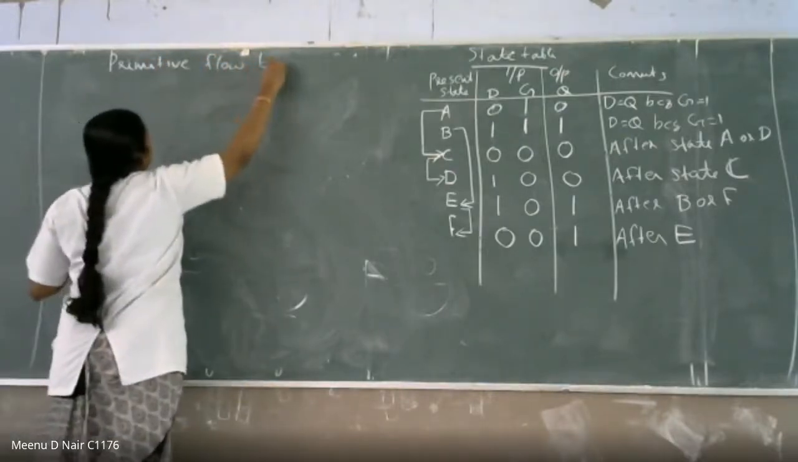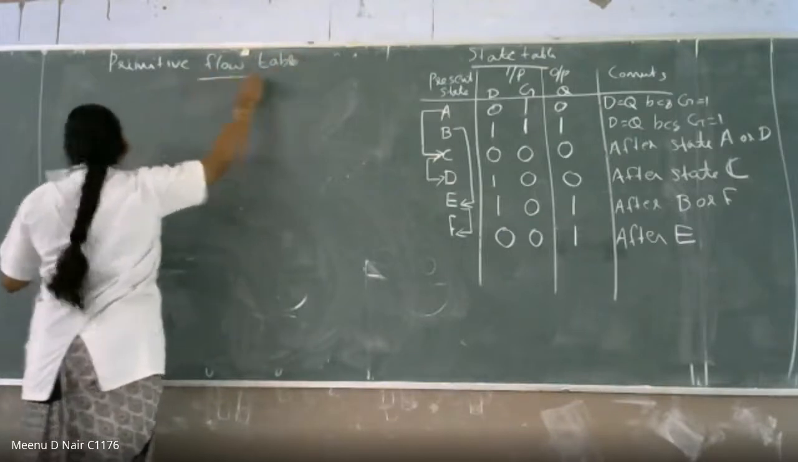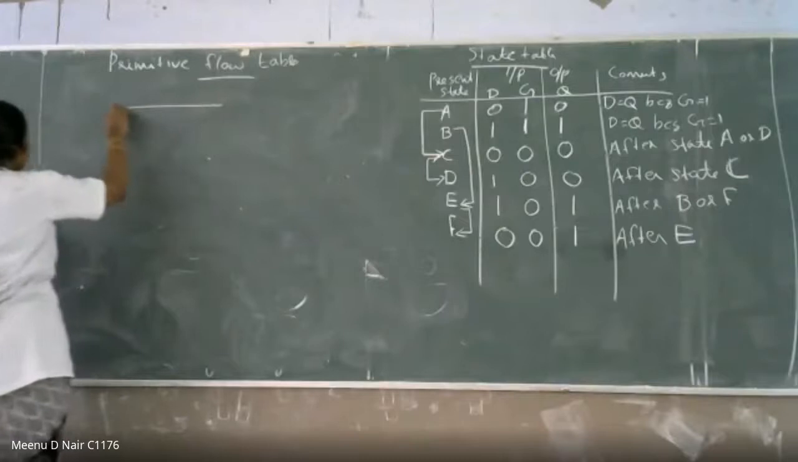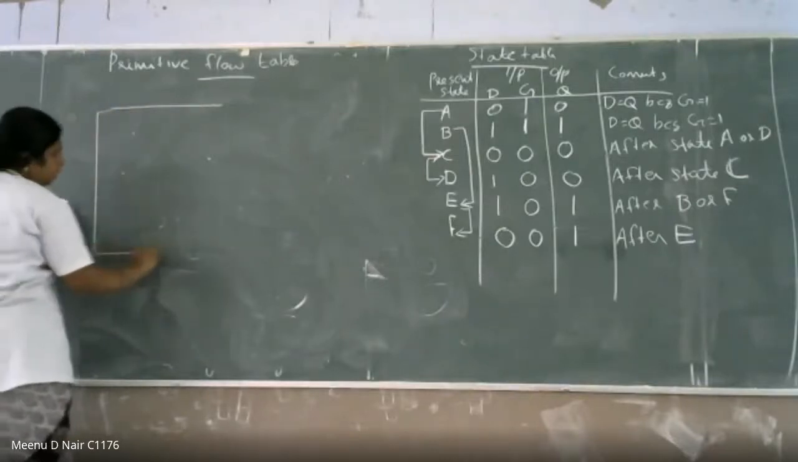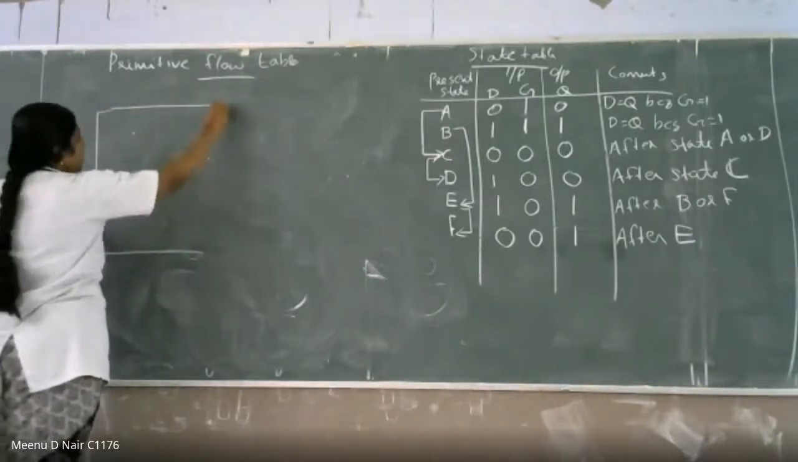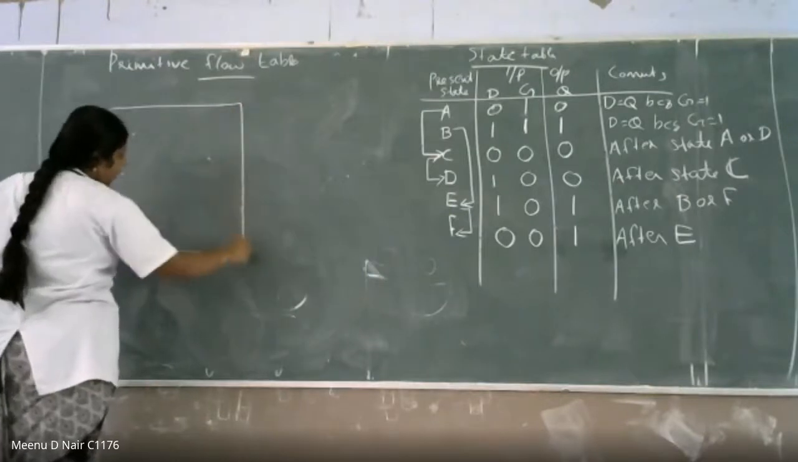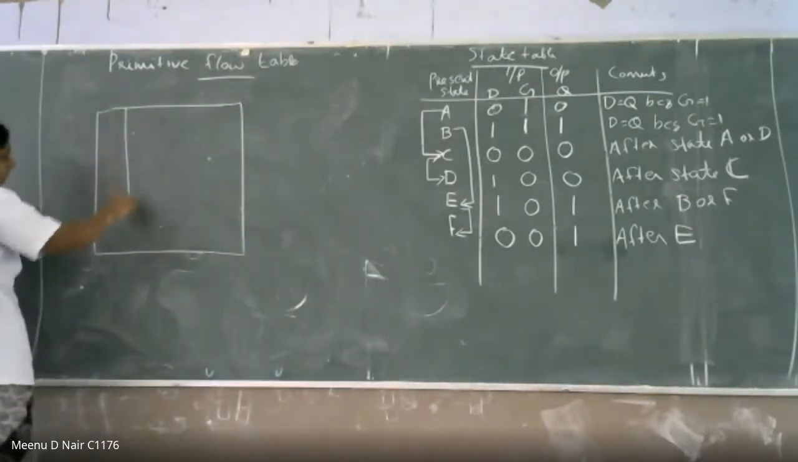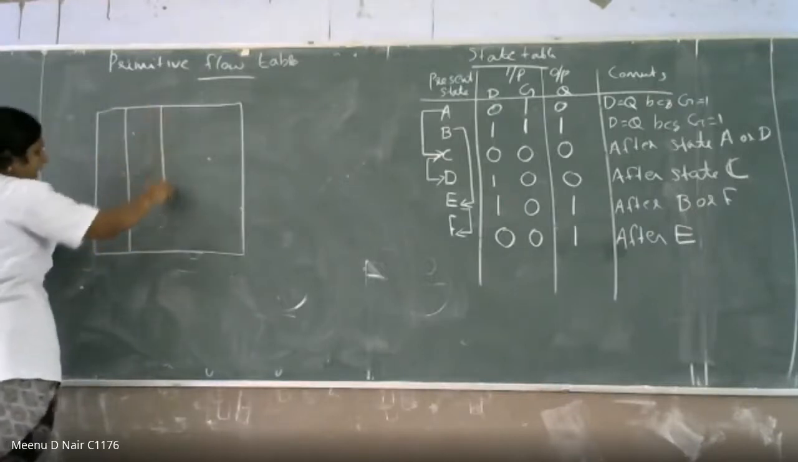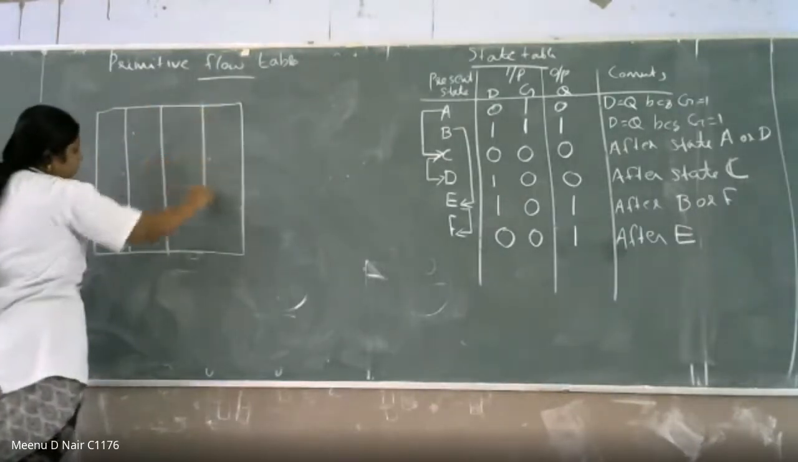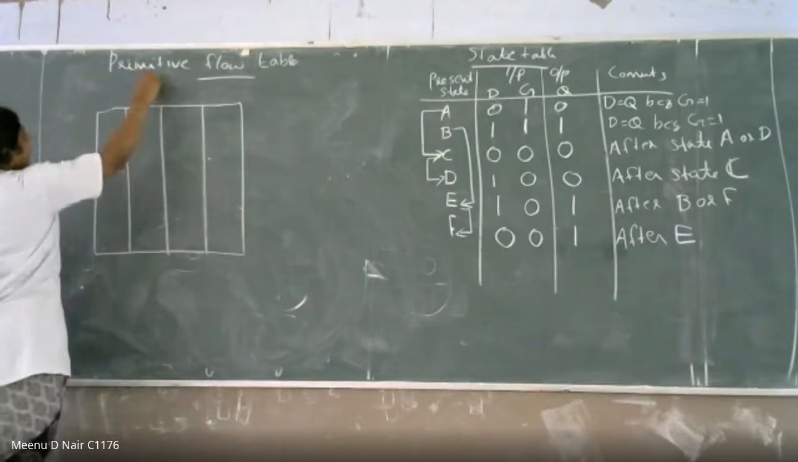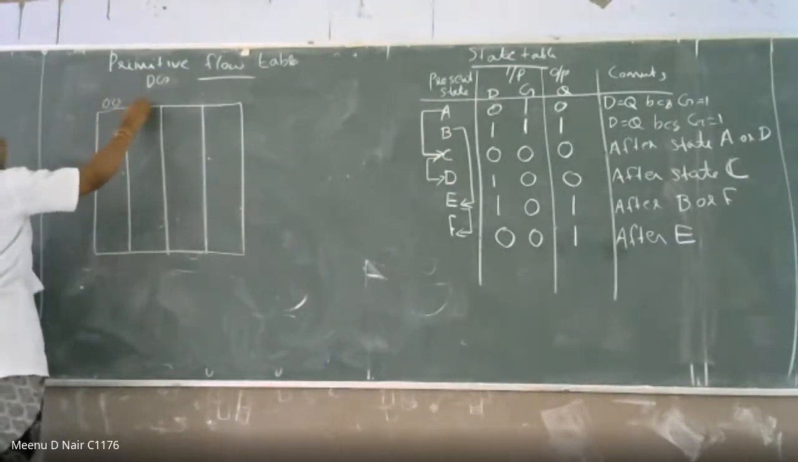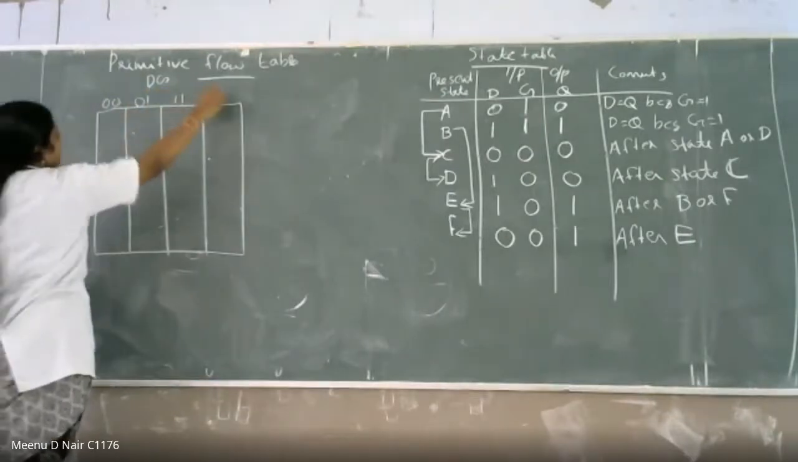Primitive flow table. So in the primitive flow table, what you have to do is put all the states and the corresponding output. So how many inputs are there? B and G are your inputs. So you can consider 0 0, 0 1, 1 1, 1 0.